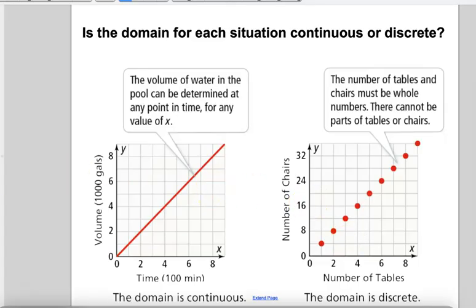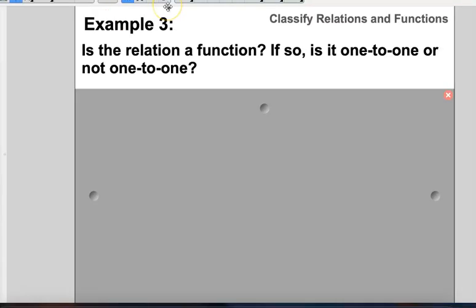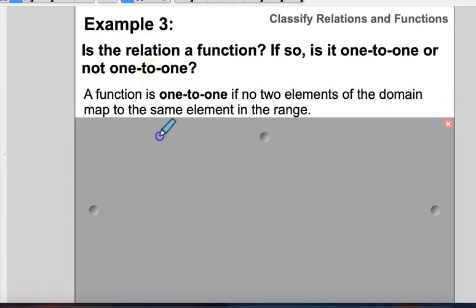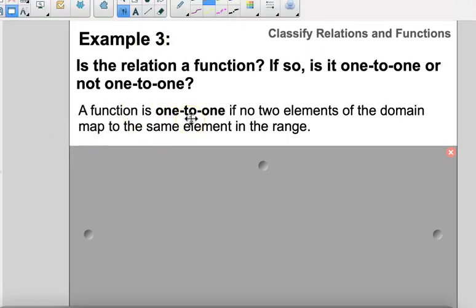Okay, so once that makes sense, we're going to move on to the last part of today. The big parts of today are, can you list out domains and ranges? And the second big part is, can you tell whether things are what's called one-to-one? For example number 3, we're testing whether these are functions, and if it is a function, whether it is one-to-one or not one-to-one, which we'll talk about in just a second. In order to tell whether something is one-to-one, no 2 elements of the domain can map to the same element in the range. A function is one-to-one if no 2 elements of the domain map to the same element in the range.